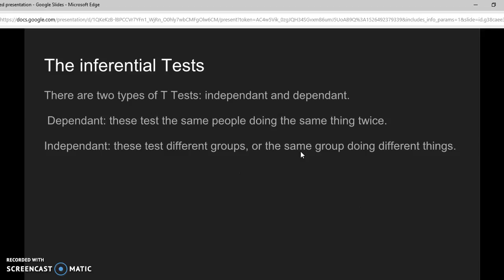The inferential test. There are two types of t-tests, independent and dependent. The independent are the tests that test for different groups or the same group doing different things. Therefore, the results can be compared to one another. Dependent are tests with the same people doing the same thing twice, so they can look for similarities and differences within the data, as they've done it twice.